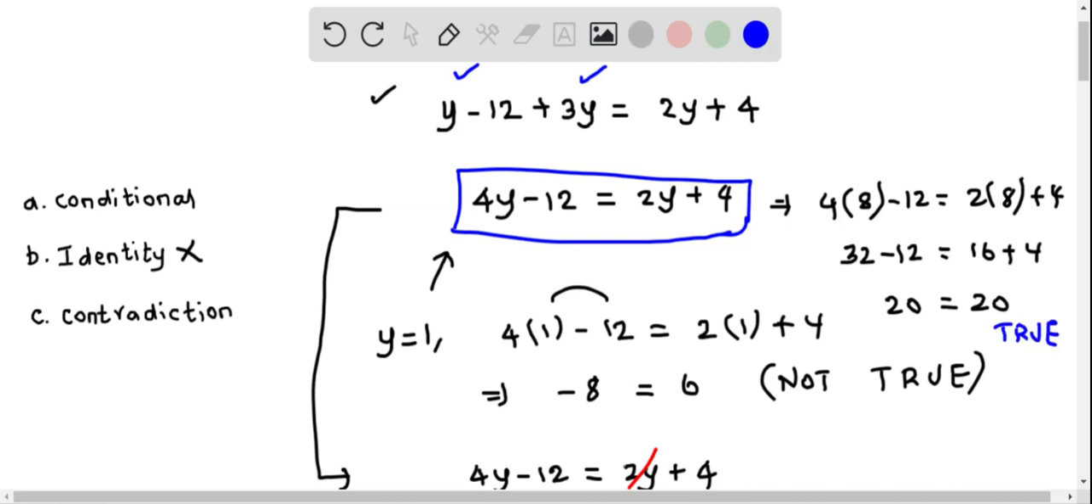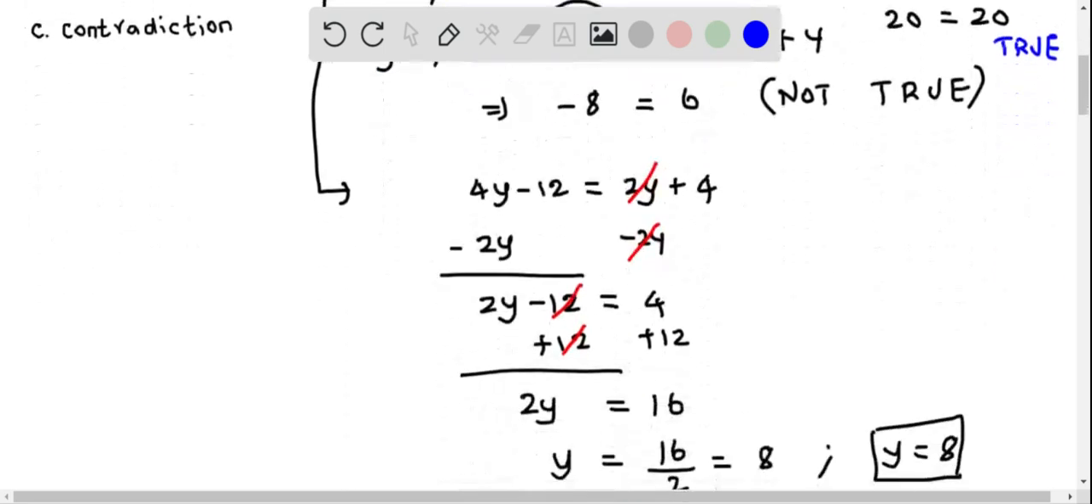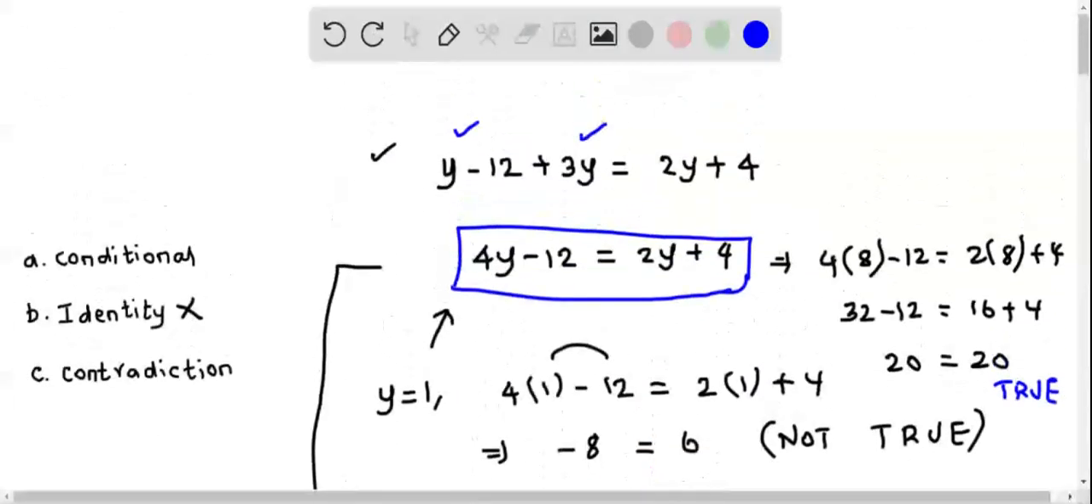And this means this equation is satisfied only for the value of y equals 8. So we can say that it is a conditional equation because it is satisfied when y equals 8. Also, it is not a contradiction because it is a conditional equation.